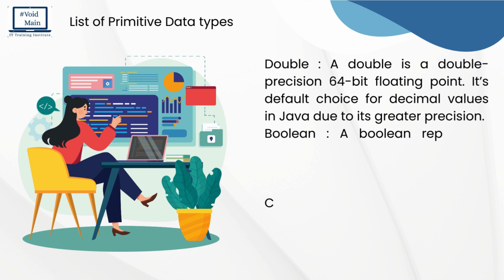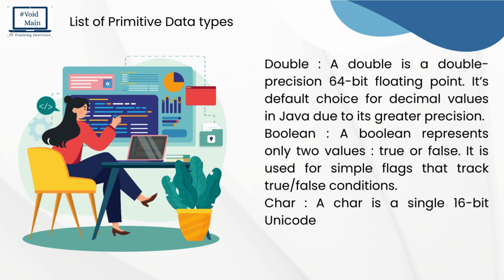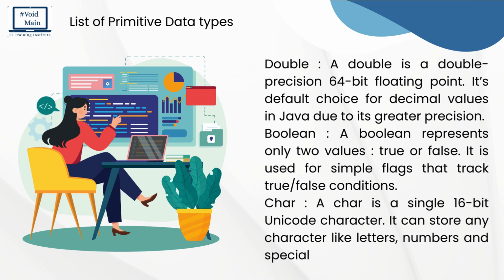Boolean. A boolean represents only two values, true or false. It is used for simple flags that track true-false conditions. Char. A char is a single 16-bit Unicode character. It can store any character like letters, numbers, and special symbols.